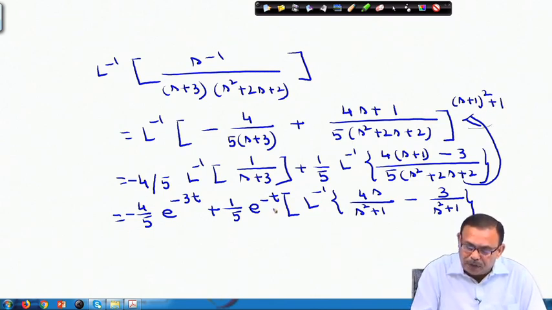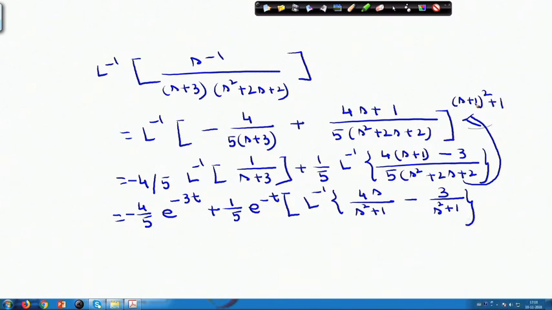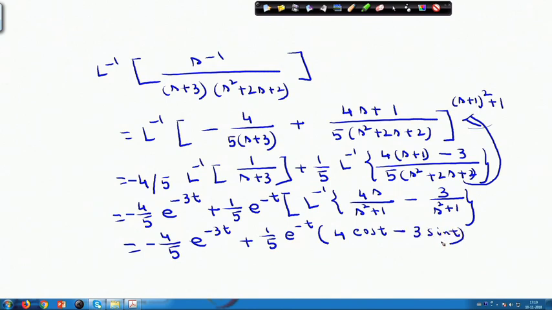For that reason, actually, e to the power minus t, s is shifted to s minus a. So e to the power minus t is coming over here, and using this one I am breaking it into two parts, 4s by this minus 3 by this thing, 5 into this one. So now I know the function for the inverse Laplace transform of this function also: 1 by 5 e to the power minus t into this, which is nothing but s by s square plus 1. So the corresponding function is cos t, minus 3 into 1 by s square plus 1, that is sin t.